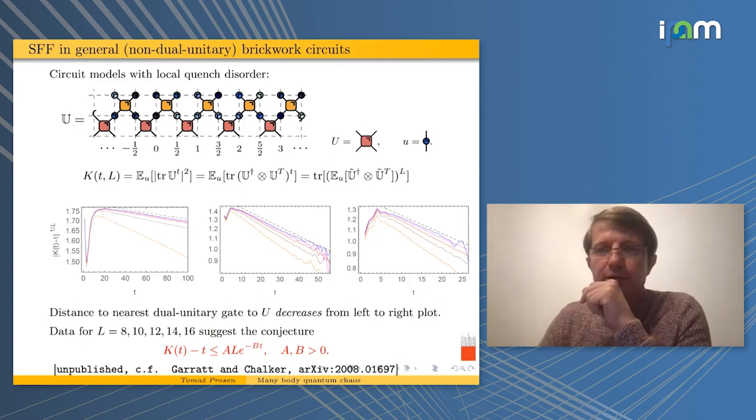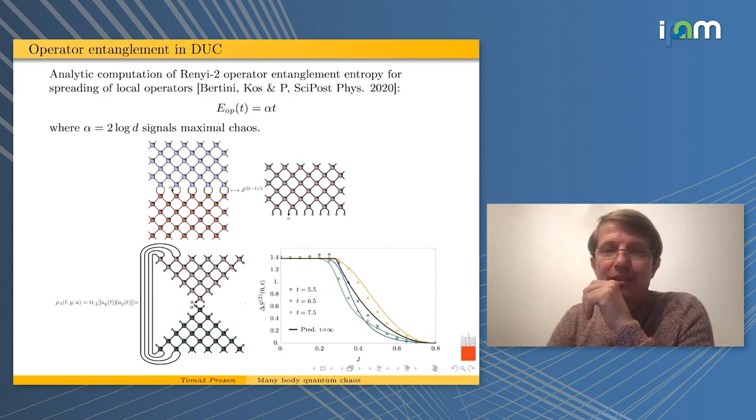But what we can do also is to make some observations about operator spreading and operator entanglement. There are even some interesting phase transitions in the slope of growth of Renyi entropies, or operator Renyi entropies, when you change this parameter J, which is the parameter in our classification.